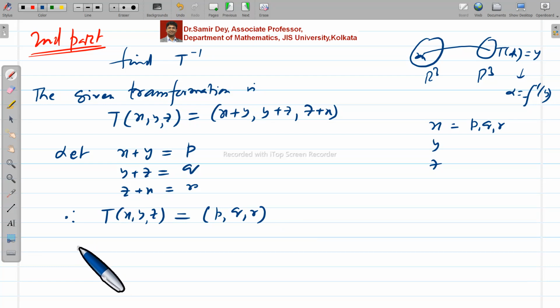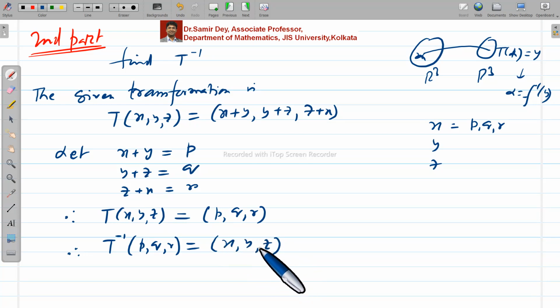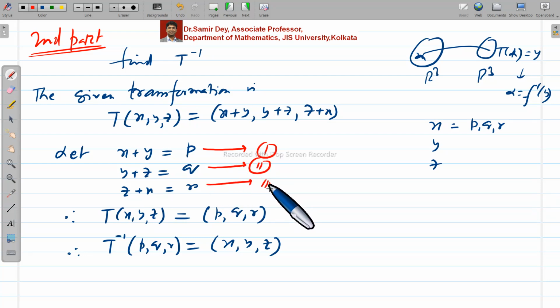So our objective: you can write down, therefore, from here you may write T inverse of (p, q, r) is equal to (x, y, z). Clear? Now our objective from these three conditions, number 1, number 2, and number 3, is to calculate x, y, z. When I substitute the values of x, y, z into this relation, that will be the required inverse relation.